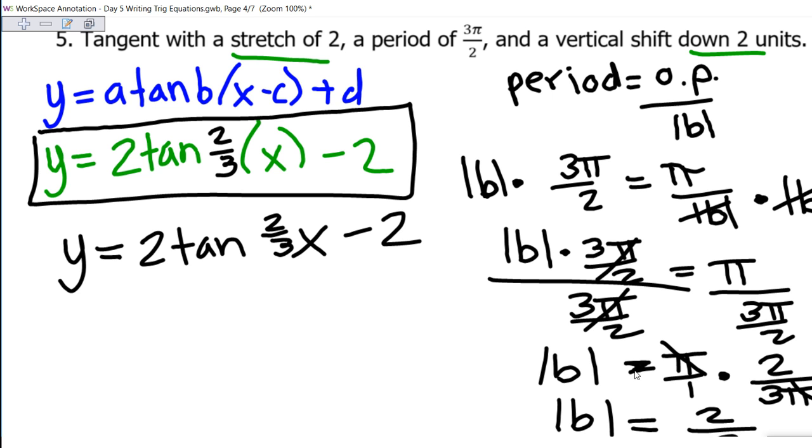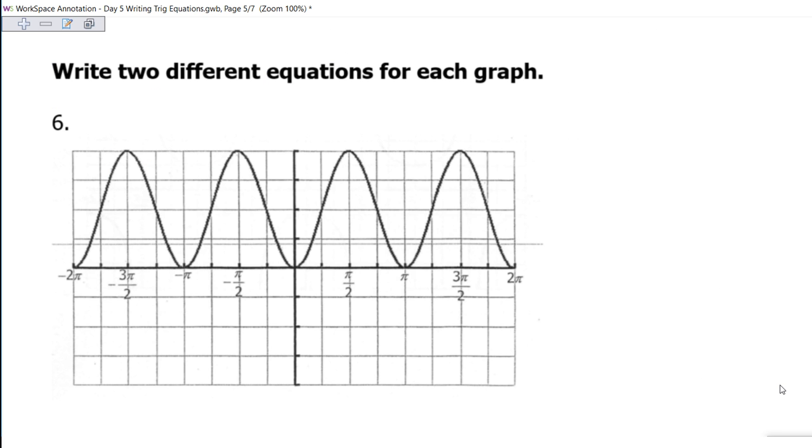Now on the back, now we are going to write equations from the graph. Now looking at the instructions, be careful you read the instructions. What do the instructions say? Write 2 different equations. So you have to have 2 answers. Now looking at number 6, what 2 functions would that look like? Cosine or sine. So let's write one equation as a sine and one equation as a cosine.